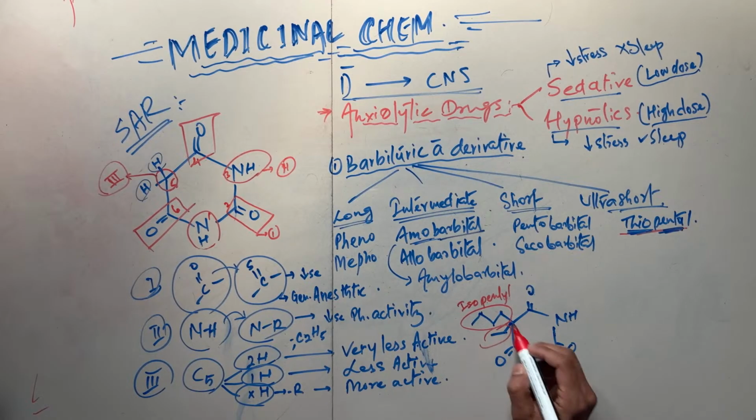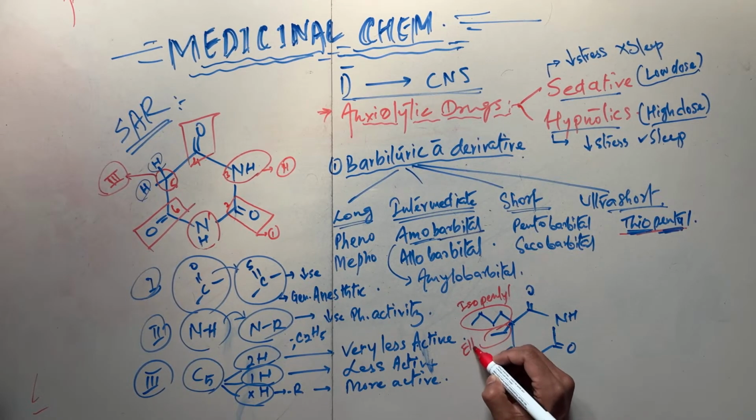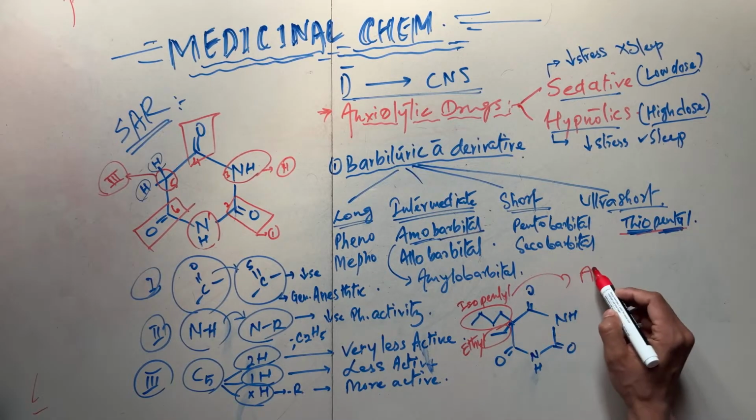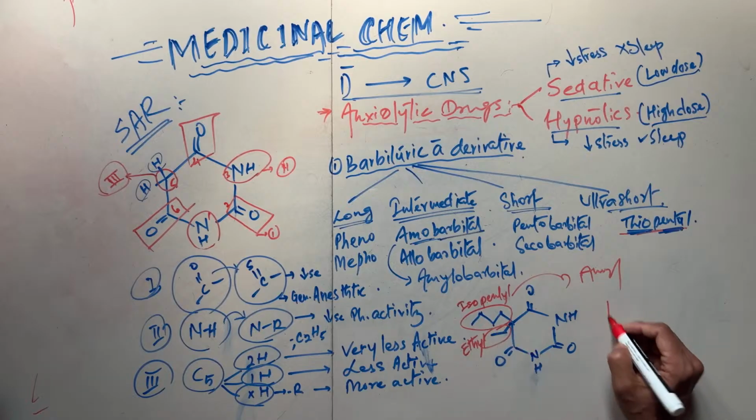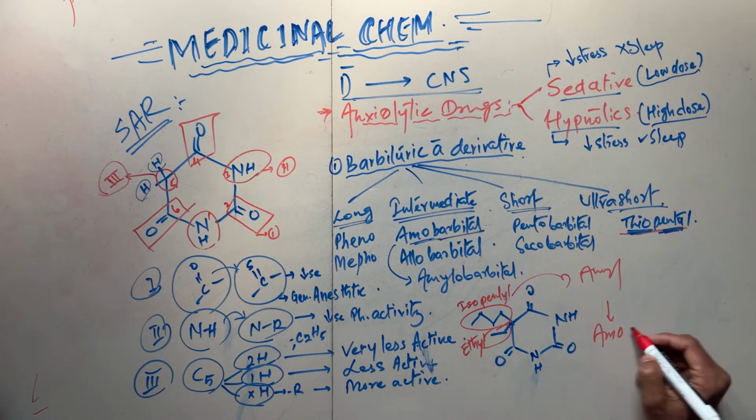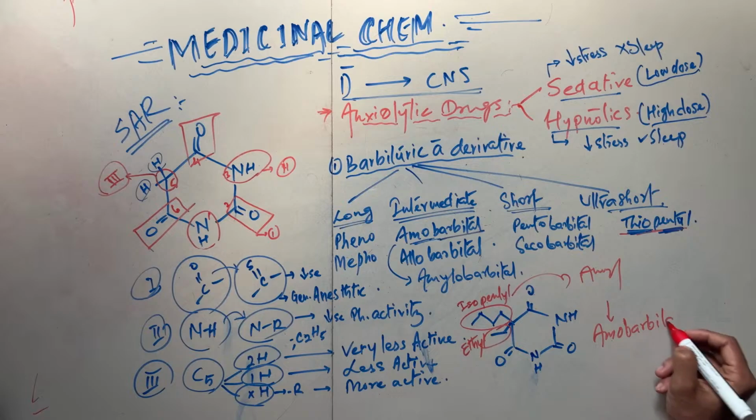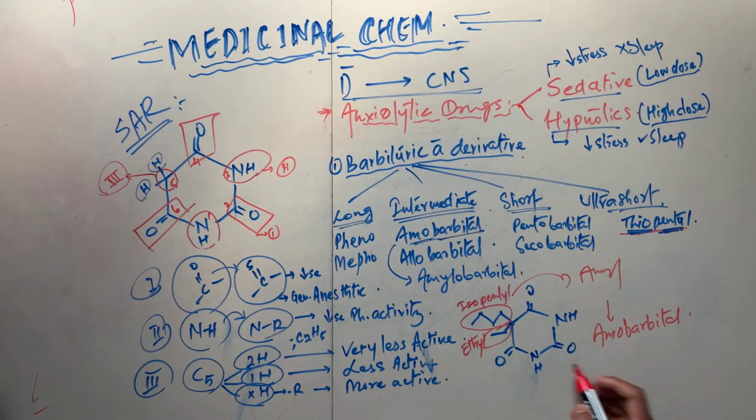Isopentyl group, this one is ethyl group, and this is also called amyl group. Because of the presence of this, it is called amobarbital. Remaining everything is same, numbering 1 2 3 4 5 6. Am I clear? Now we will see allobarbital.